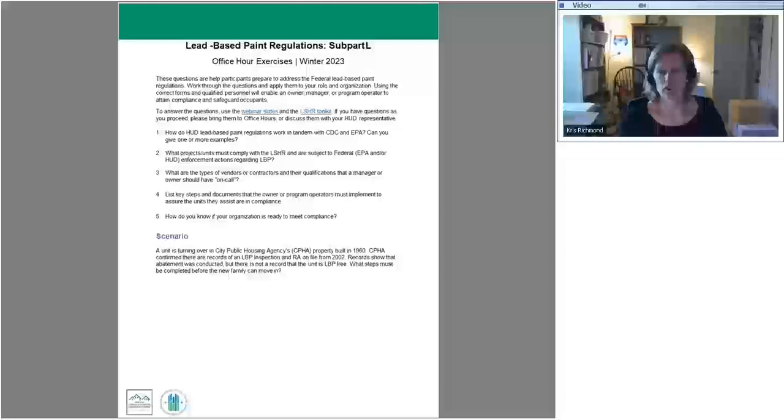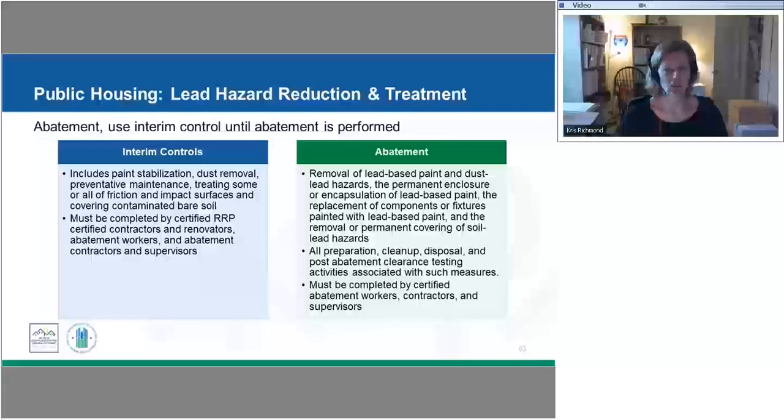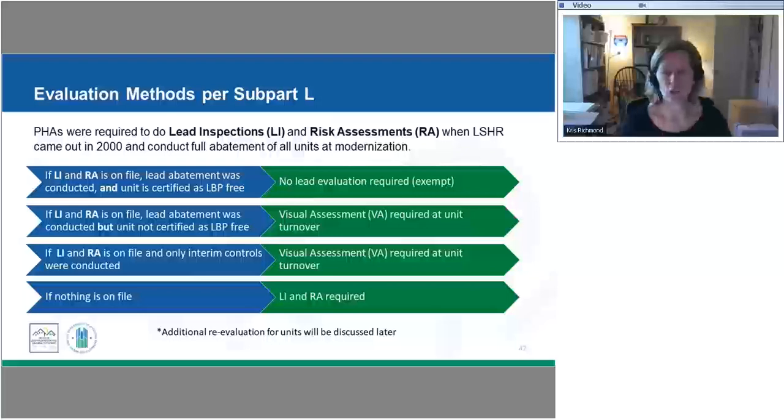So I have us going to the slides, and I was going to start us on 47. Remember, Les went over this chart with us. We know our situation is that we have one on file, but it's not certified as lead-free. So it looks like it's the second arrow down here. Our next step is a visual assessment required at unit turnover. That's where we are right now. We're at unit turnover, and so we are going to do a visual assessment.